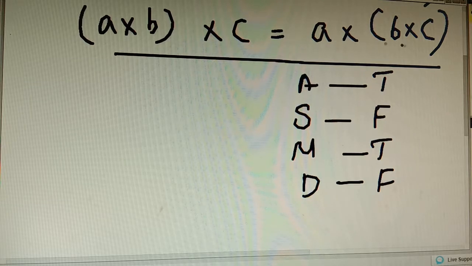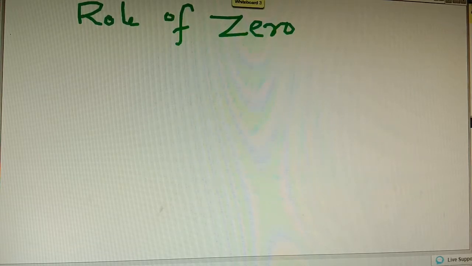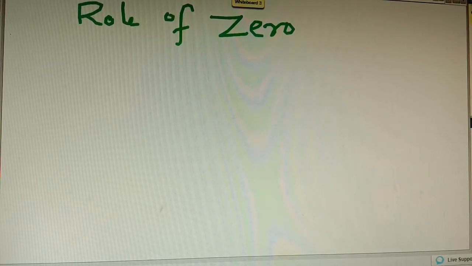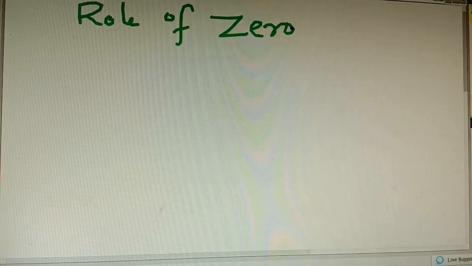Before that, we can think about what is the role of 0. Okay, in case of multiplication, what is the role of 0 and 1, so that we can think. After that we can do distributive property.